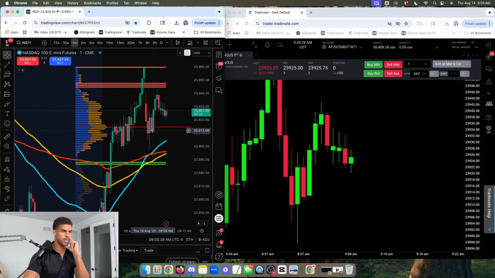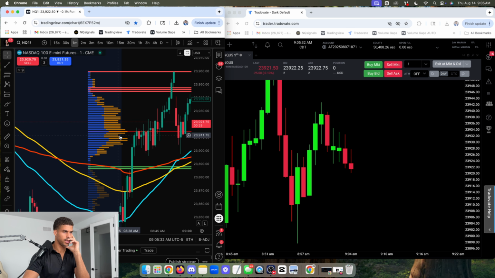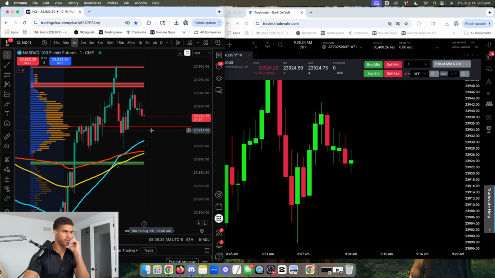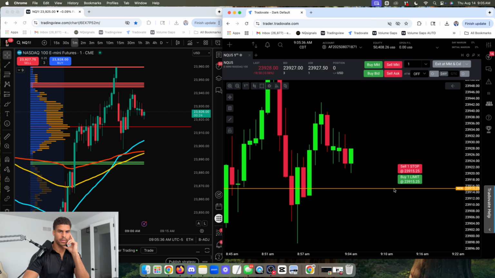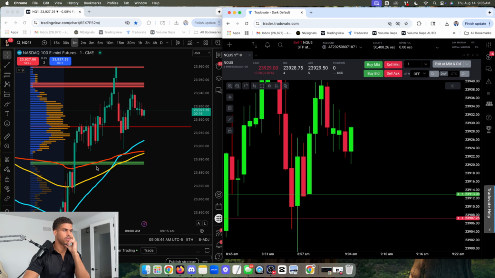I kind of like this 12 level right in here, so I like this level right there. Let's see if we can put an entry at that. See if that gets a fill. It's a pretty far shot away, far cry away. Let's go a little above that. Put our stop a little. 6 points is fine, and we'll see.